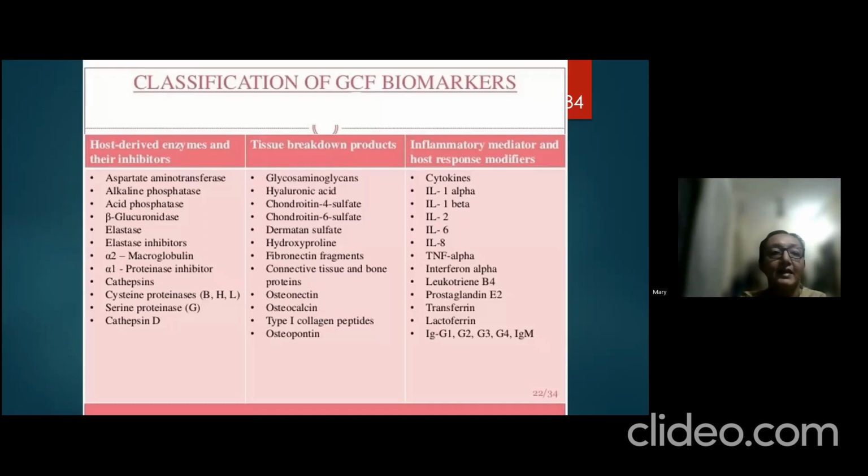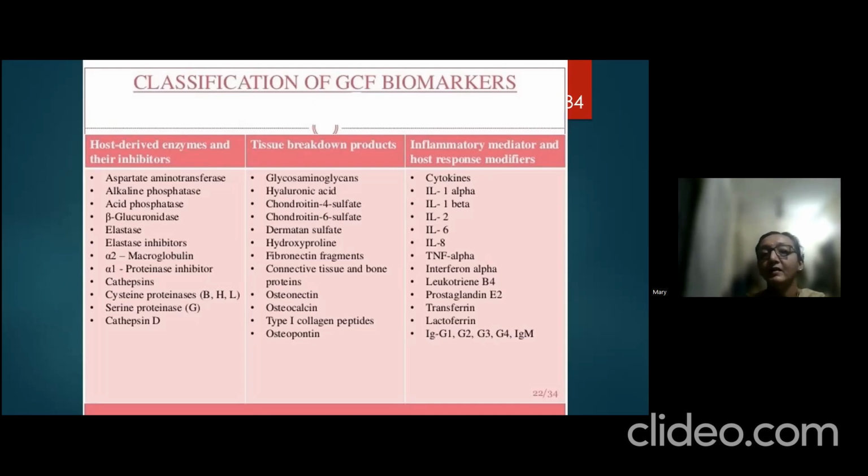They are aspartate aminotransferase, alkaline phosphatase, acid phosphatase, beta glucuronidase, elastase, its inhibitors alpha-2 macroglobulin and alpha-1 proteinase inhibitors, cathepsins, cysteine proteinase, serine proteinase, and cathepsin B. Now, coming to tissue breakdown products, these are glycosaminoglycans, hyaluronic acid, chondroitin 4-sulfate and 6-sulfate, dermatan sulfate, hydroxyproline, fibronectin fragments, connective tissue and bone proteins like osteonectin, osteocalcin, osteopontin, and type 1 collagen peptide.